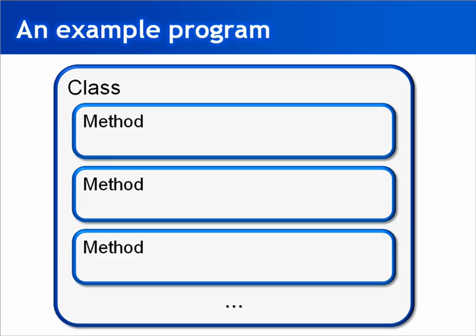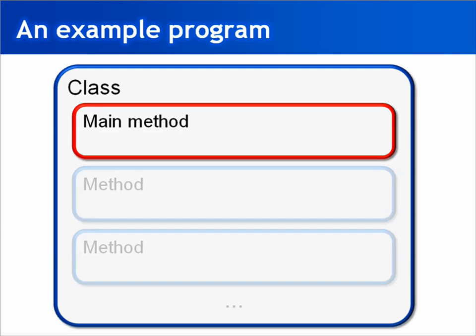In every Java program, there's a special method where the program's execution starts. This method is called the main method. Our example program executes only one command, which we will place in the main method. Therefore, we don't need any other methods in this program.